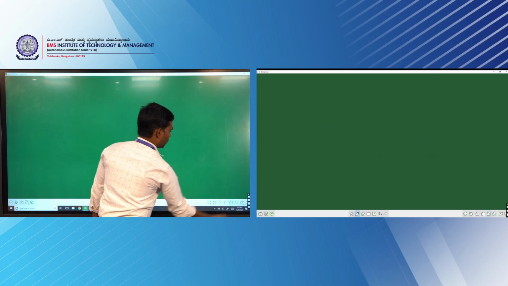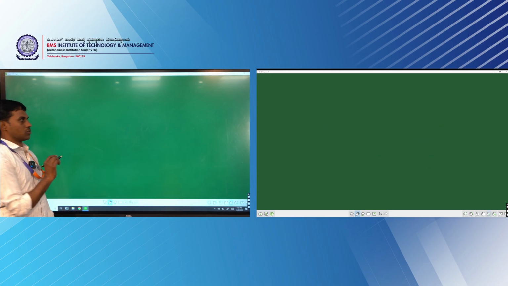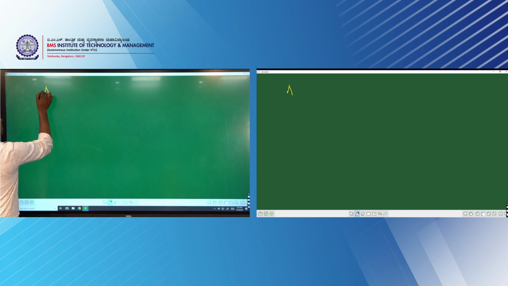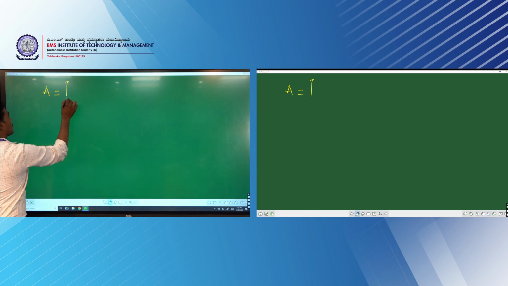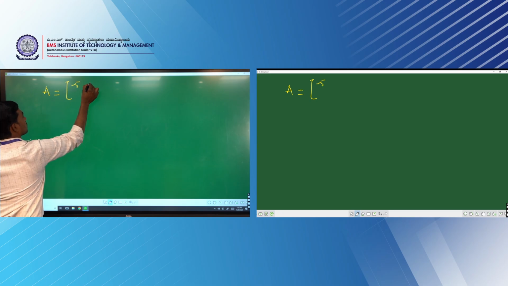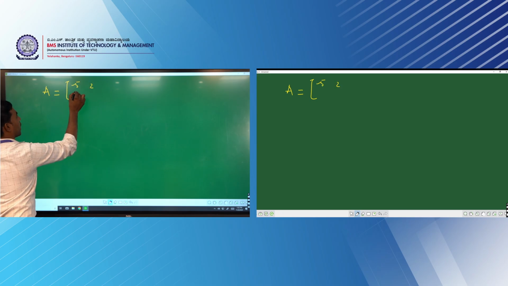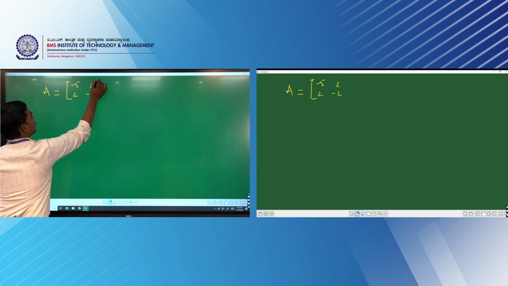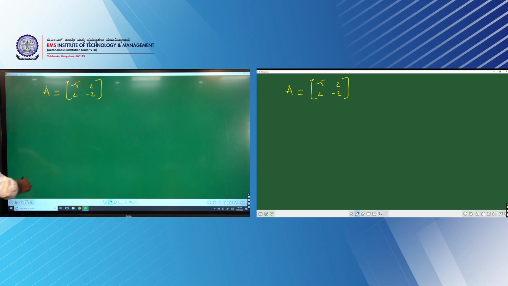Now we'll take a 2 cross 2 matrix. For a 2 cross 2 matrix, we'll get 2 eigenvalues. So this is the given matrix. Matrix A equals 5 minus 5, 2 and then 2 minus 2. This is the given matrix. So we need to find the eigenvalues and eigenvectors for this.